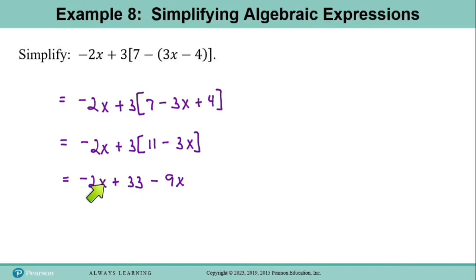Okay, one last step. We have 2 more terms to combine. So now we have -2x and -9x. -2 plus -9 is -11. So that's going to give us -11x. And then we still have our plus 33. So the simplified expression is -11x plus 33. And you know that it's fully simplified because we removed all the grouping symbols and we combined all the like terms. These two terms cannot be combined because they're not like terms, so this is as simple as this expression can get.